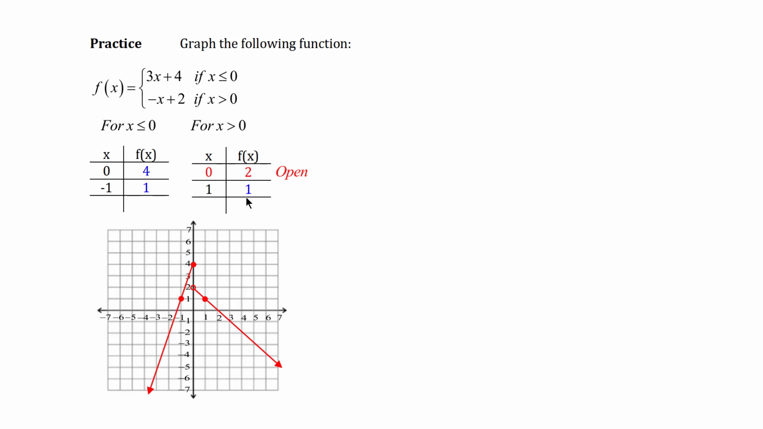Now we could go ahead and plot our 2 points. So we have an open circle at (0, 2), and then a point at (1, 1). Next, we draw our line going through the 2 points, and our line will go towards the right of 0. So this is the final graph of our piecewise function.